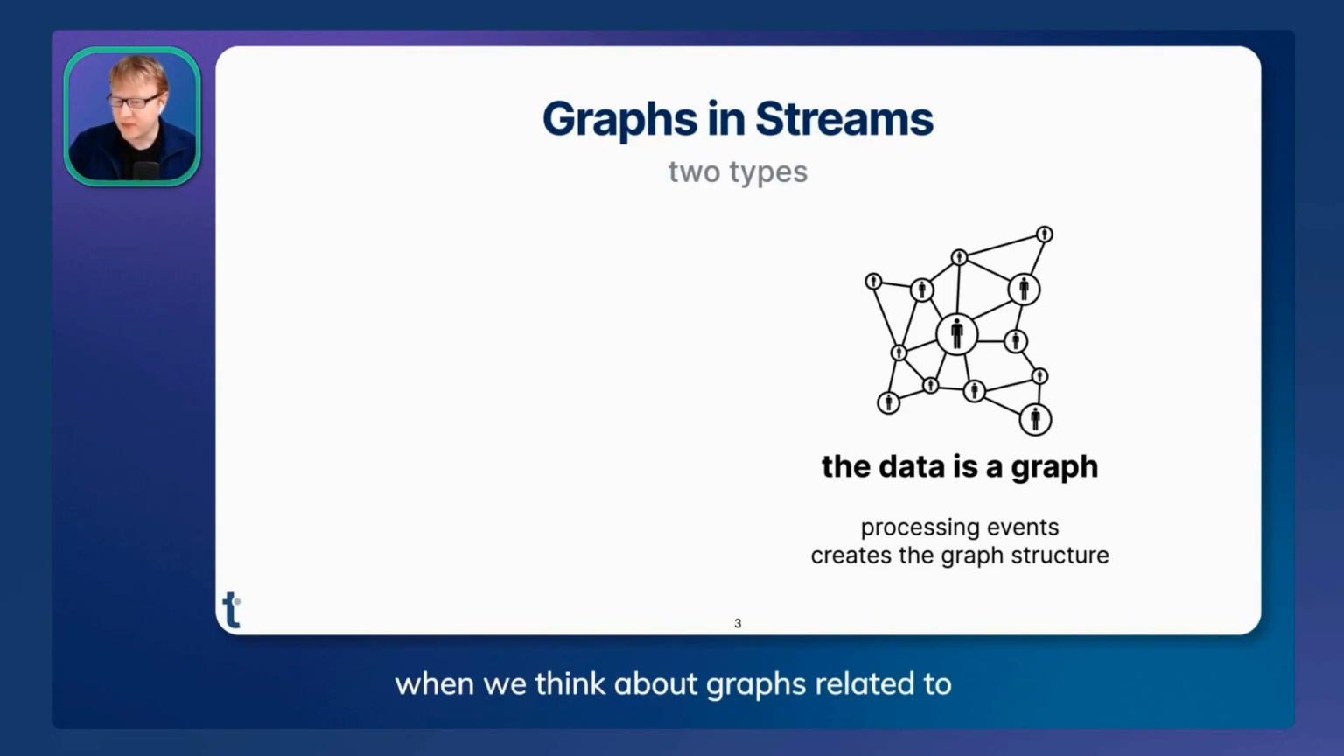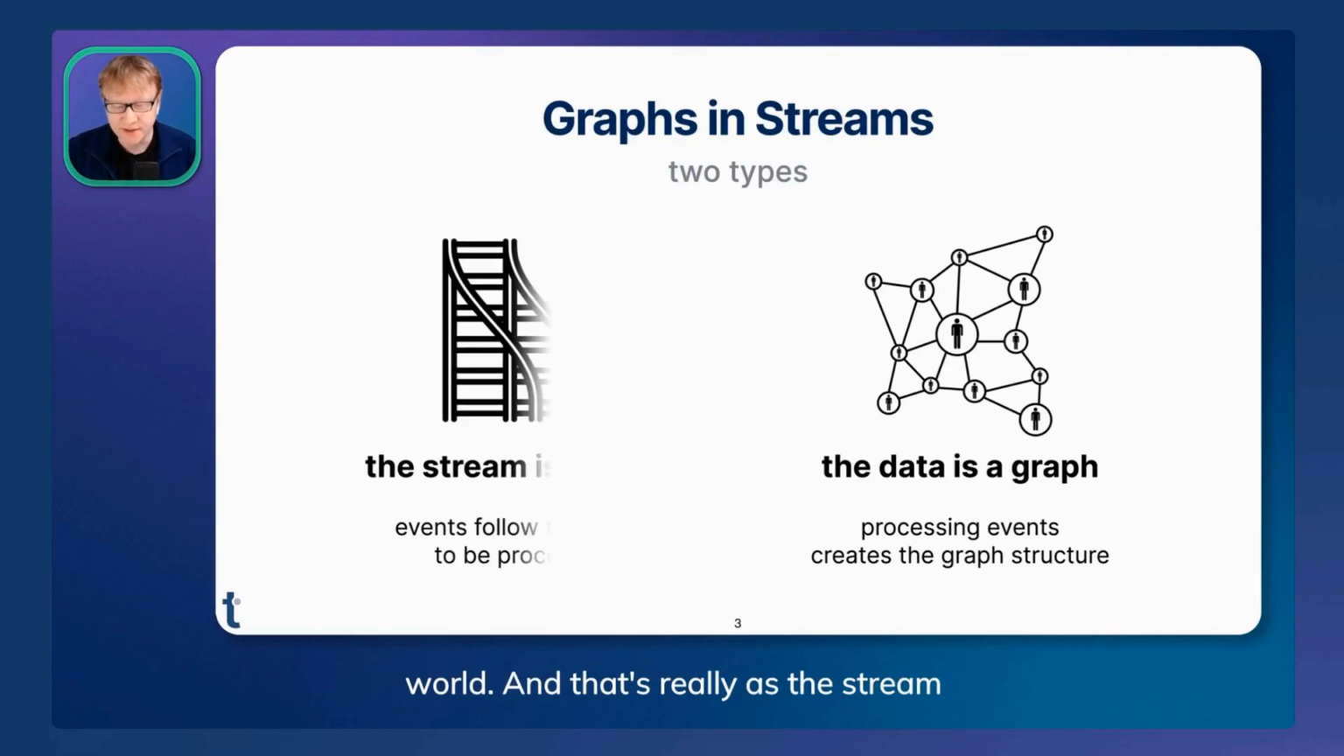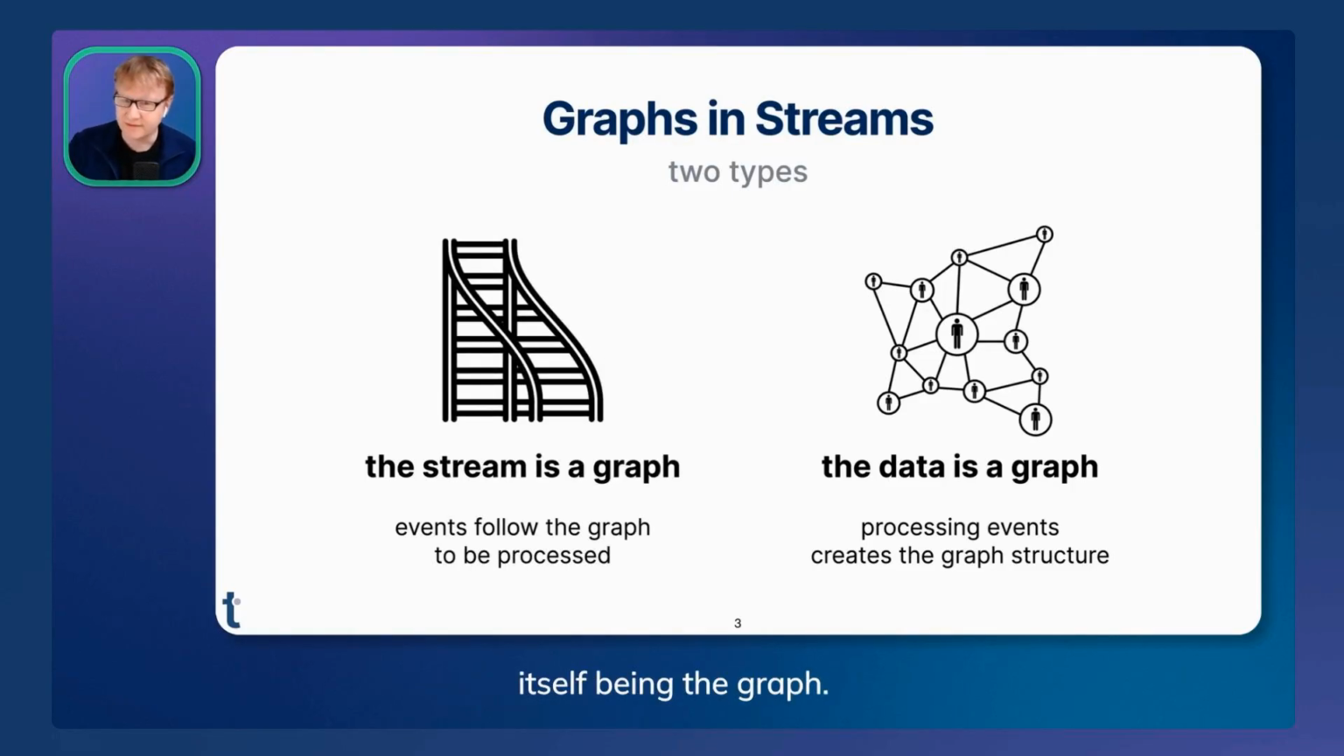So on one hand, when we think about graphs related to streams, for a long time, graphs have sat at the end of the data pipeline, like we were talking about a moment ago. And that's where the data gets built into a graph. But depending on your background and depending on systems you may have built in the past, there's another way in which graphs show up in the stream processing world. And that's really as the stream itself being the graph.